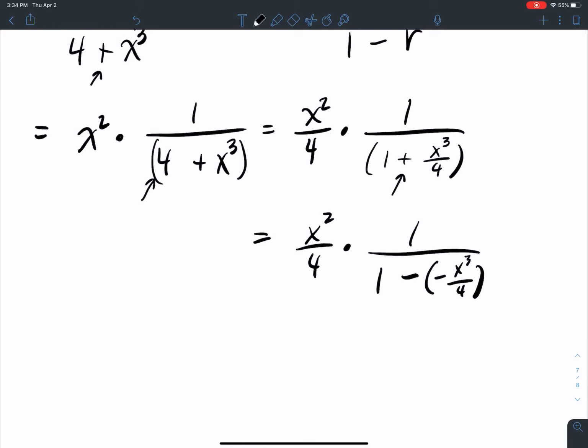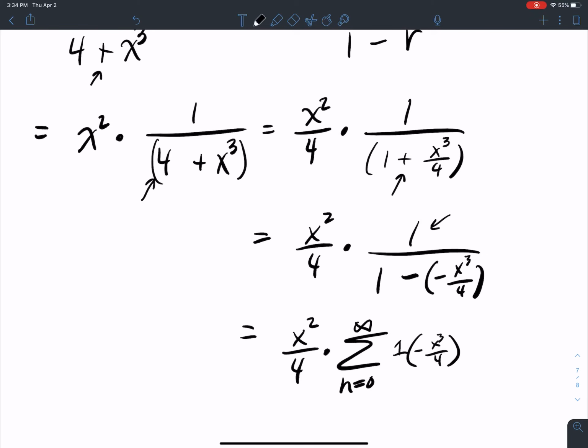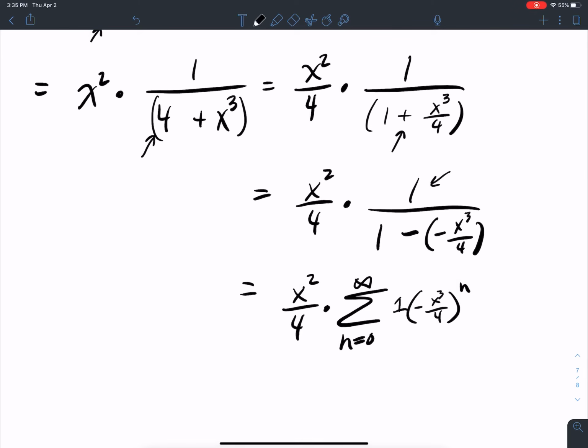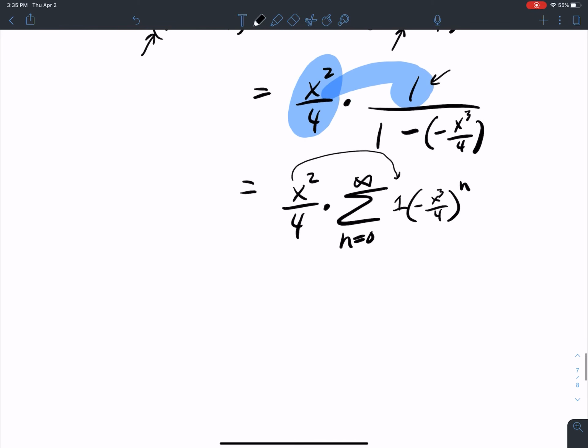I've got a geometric series. It's x squared over 4 times the series n from 0 to infinity. What's my first term? It's 1, right? a is 1 here. And my geometric ratio here is negative x cubed over 4 raised to the n. So what can I do? I can bring this inside. I can treat this kind of like my first term. If I wanted to leave it up here, that'd be fine. This distributes into that whole sum.